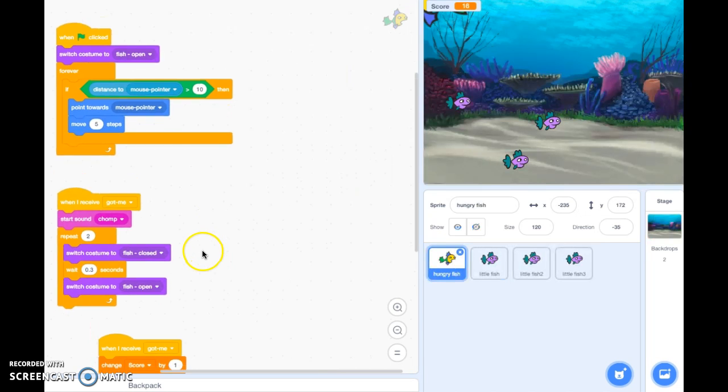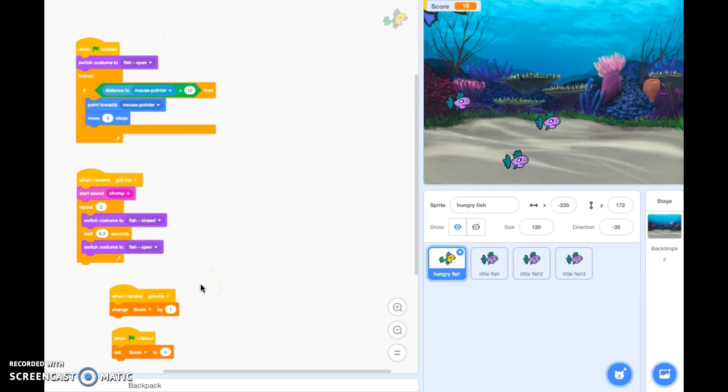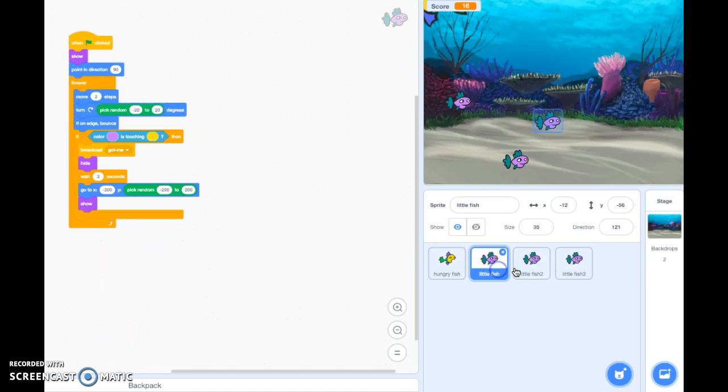And then here is the fourth project. There's all the coding. And here's just some of the other coding. And this is what it does.